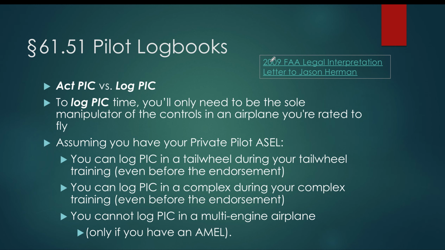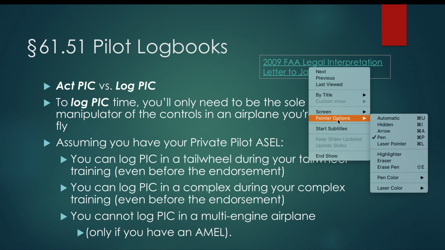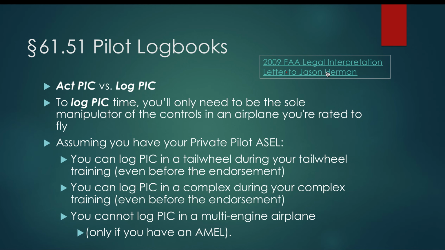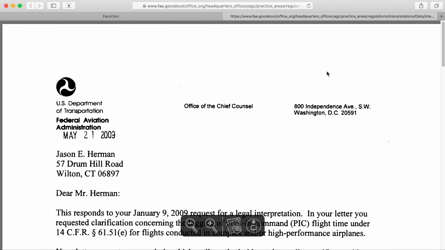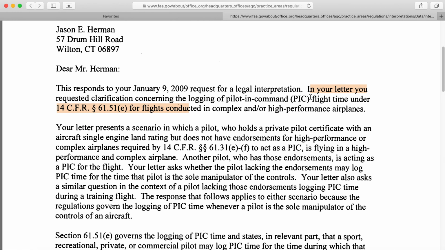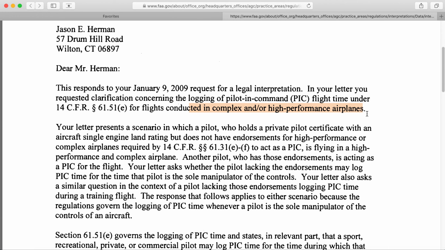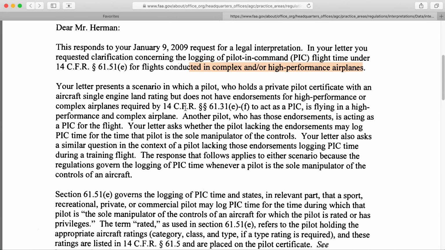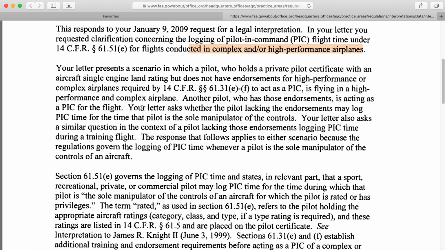If you have any questions on that, if you're a flight instructor who wants to argue about it, you can go ahead and search for the 2009 legal interpretation from Jason Herman. Basically, what the legal interpretations are is Mr. Herman here emailed the FAA a question specifically about this, and they researched it, and then they got back to him in this letter here. And this says they wanted to know if they could log PIC time when they were in a complex or a high-performance aircraft. And in his question here, he says, you don't have the endorsement yet, but you were the sole manipulator of the controls. They want to know if they can log PIC.